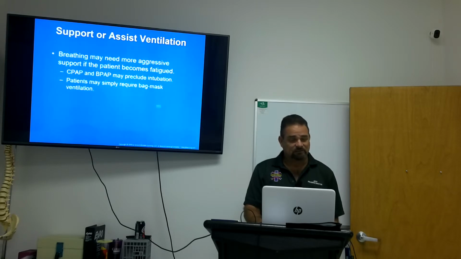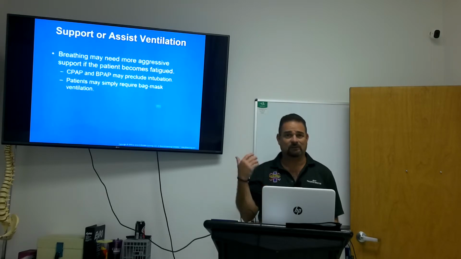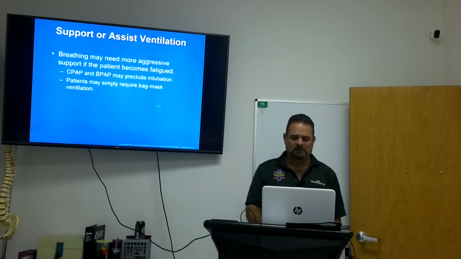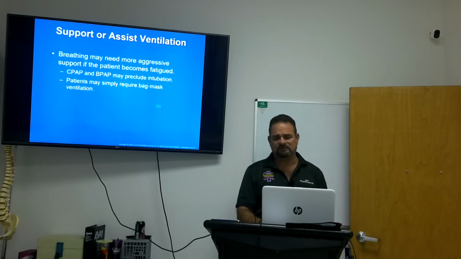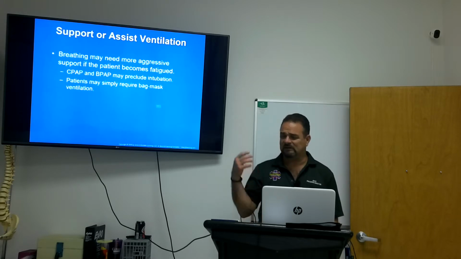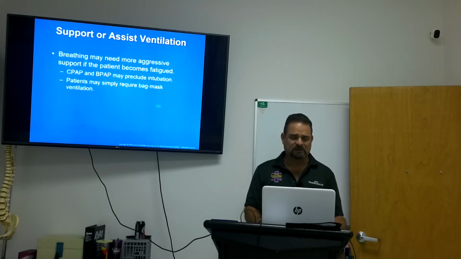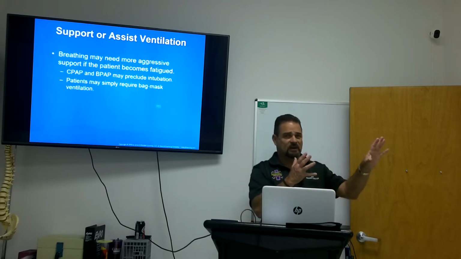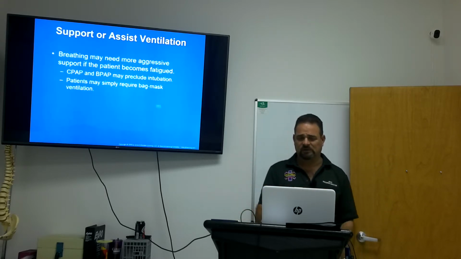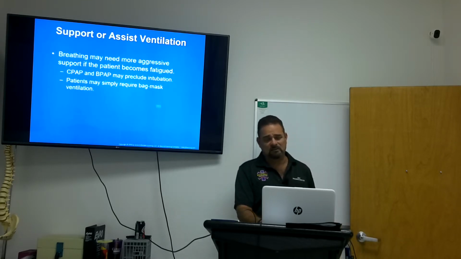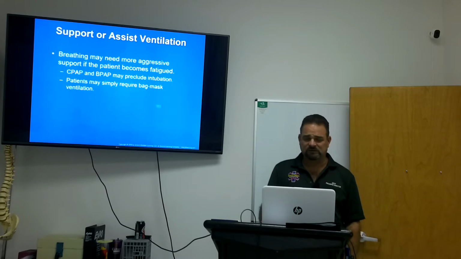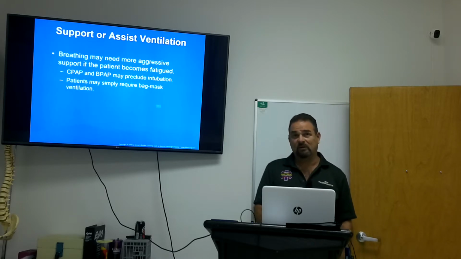Breathing support or assist ventilation. Aggressive breathing support. If the patient becomes fatigued, when they get tired, they're worn out, they're going to stop breathing on you. CPAP and BiPAP may preclude intubation on many patients. So if we can get continuous positive airway pressure on patients that are pulmonary edematous, it may prevent us from having to intubate them, because it's going to push all that fluid back across the membrane and into the circulatory system where it belongs. Patients may very simply just require bag mask ventilation for short periods. Gastric distension and vomiting from over-aggressive ventilations can occur with that, so be careful if that's what you're going to do.